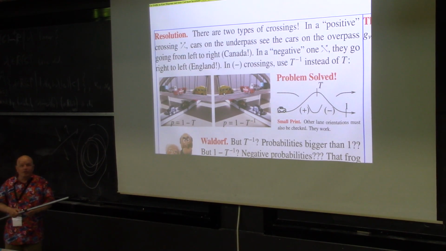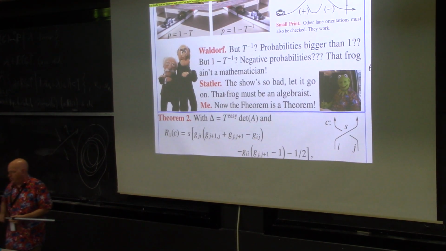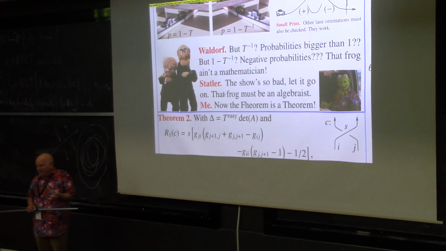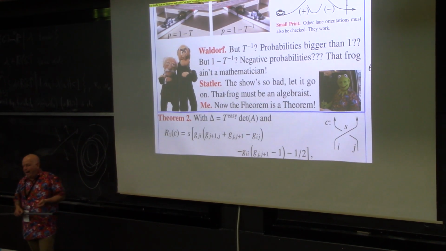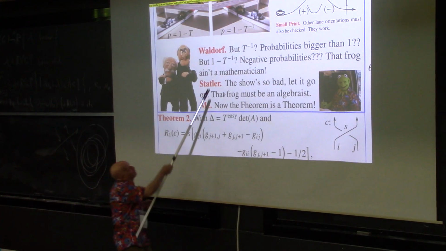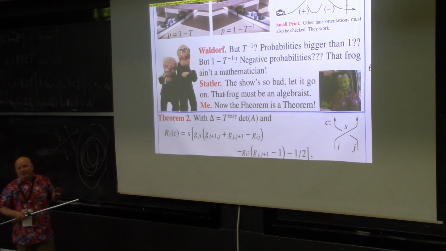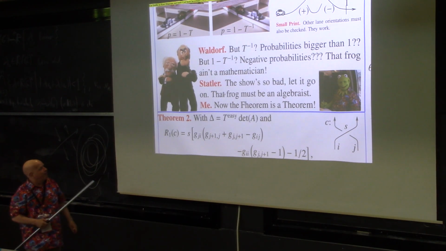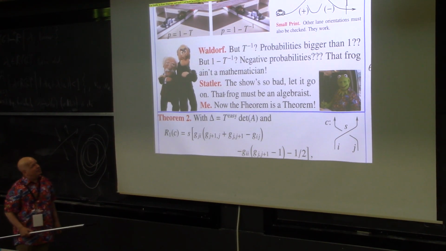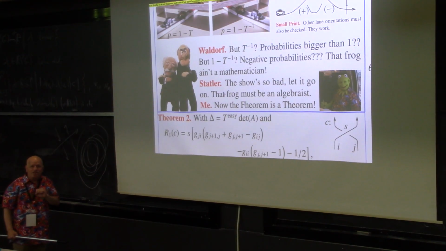Okay? And then there is the bigger small print, and the bigger small print is what? T inverse, if t is a number between 0 and 1, t inverse is bigger than 1. So there is no such thing as probabilities bigger than 1. And what about 1 minus t inverse? That would be a negative probability. I don't know what that is. Okay? So you see, maybe I'm not really a mathematician, but I'm an algebraist.